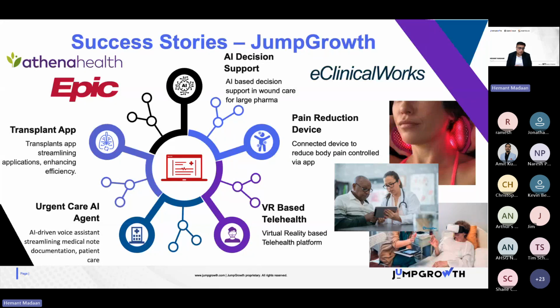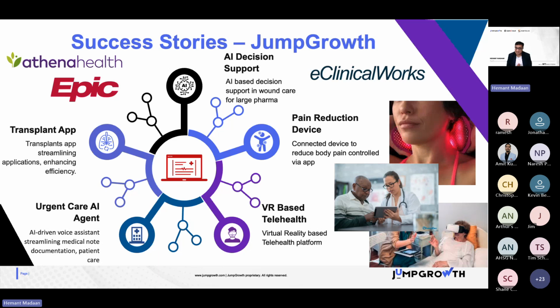We've also worked with an urgent care, actually, it's a multi-location urgent care ecosystem. We built an AI agent for them, which is used by providers in all these urgent cares to take voice notes, which are automatically getting transcribed and converted into synopses, and key points from those notes are automatically generated using AI.